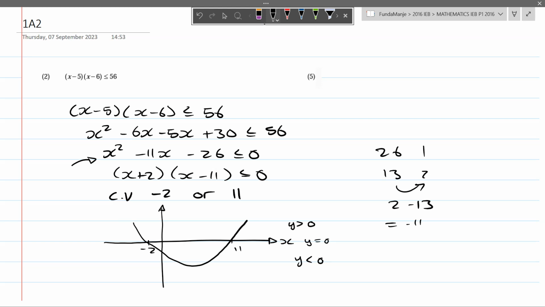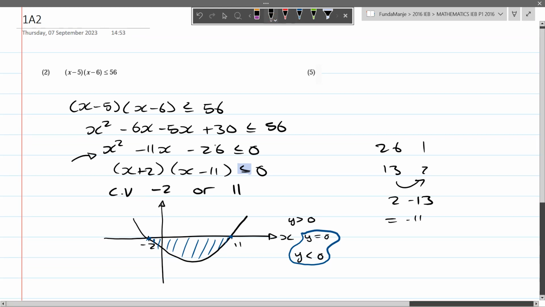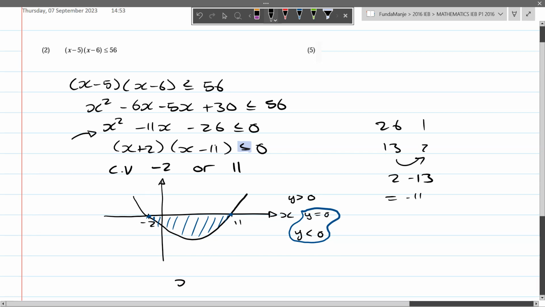So we look at our answer, and we look at the question and see what kind of answer it's looking for. We're looking for less than or equal to. So we're looking for the part of our graph that is lying within this region, either on the x-axis or below. That will be found in between minus 2 and 13. Anything outside of this range will give us answers that don't satisfy this inequality. So therefore our answer for this question will be: x has to be a value between minus 2 and 13.